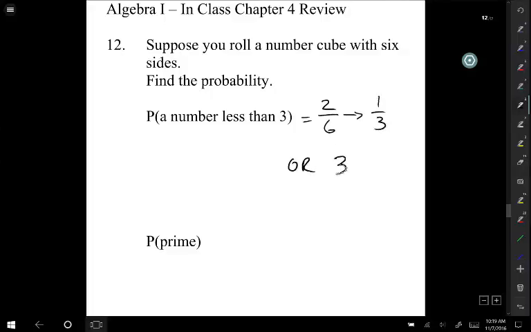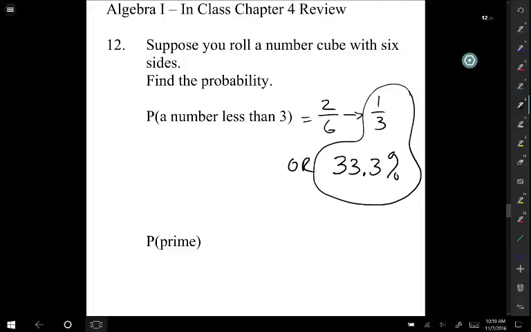Or, as a percent, 33.3%. Do you have to put both? I'll tell you which to put. I'll say write as a fraction or write as a percent. Is that okay?